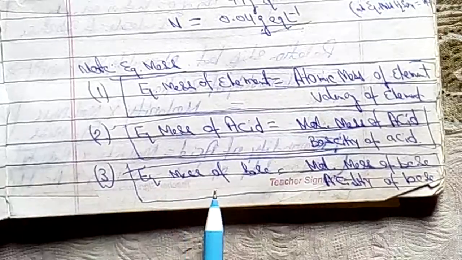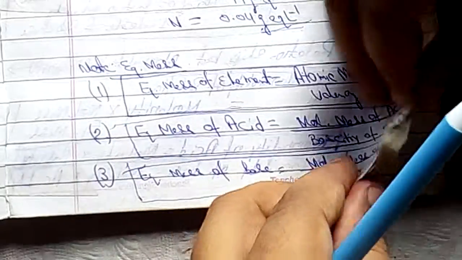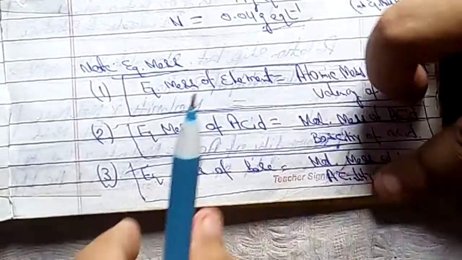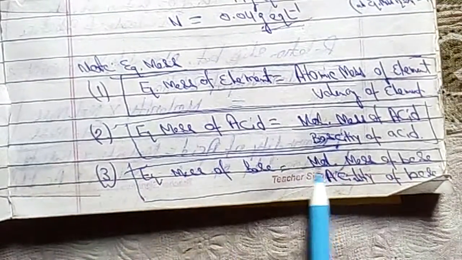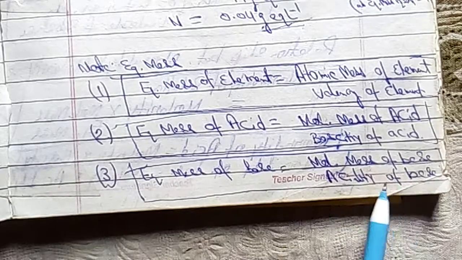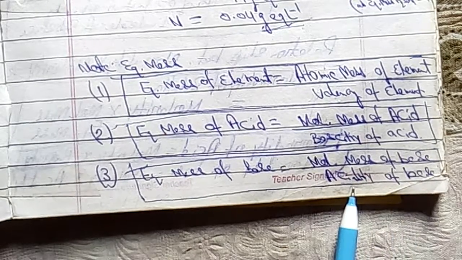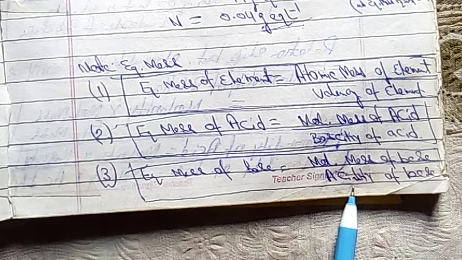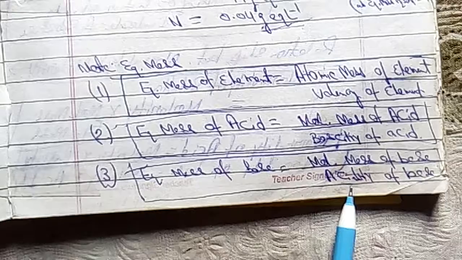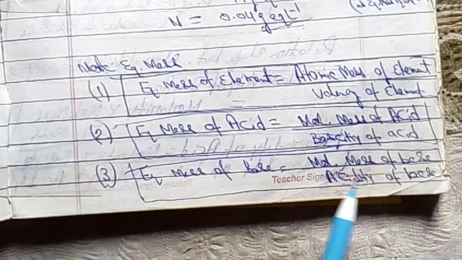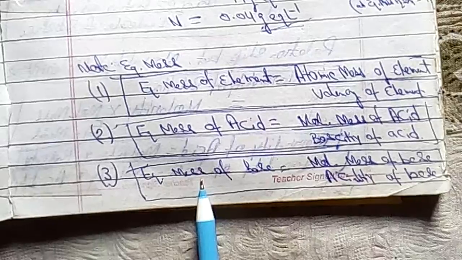Third, how do we get the equivalent mass of a base? Molecular mass of the base divided by the acidity of the base. Acidity means the number of OH- ions present in the base. If the number of OH- ions present in the base is 1, for example NaOH, the number of OH is 1. So the molecular mass of NaOH divided by 1 will give the equivalent mass of NaOH.